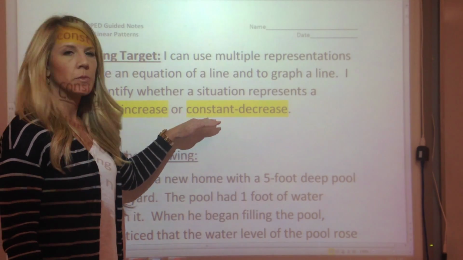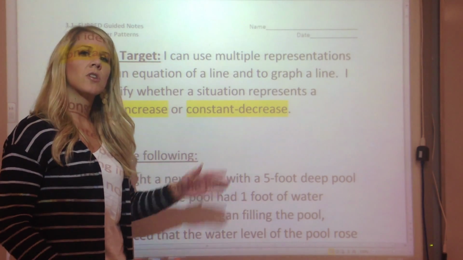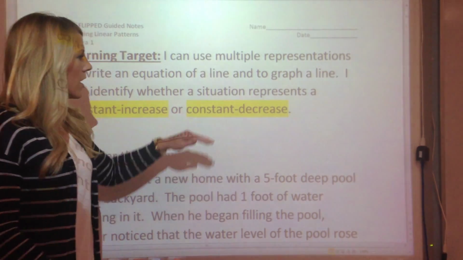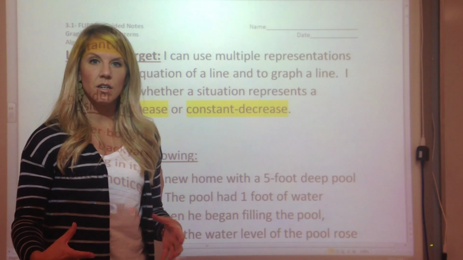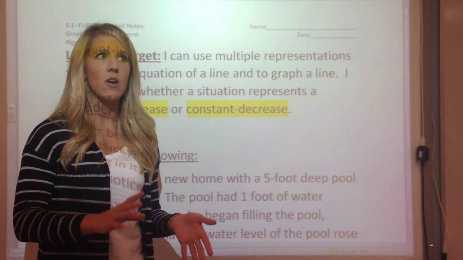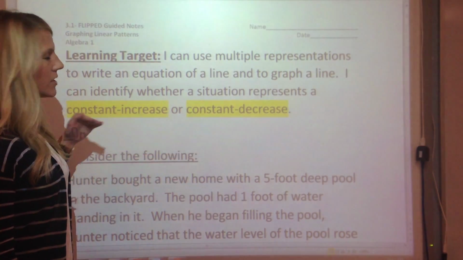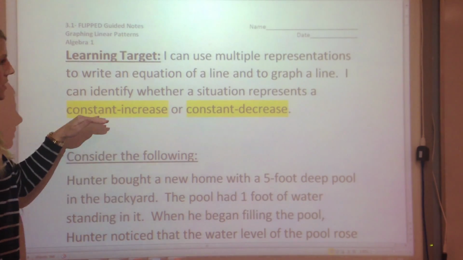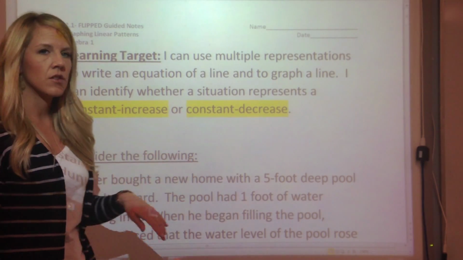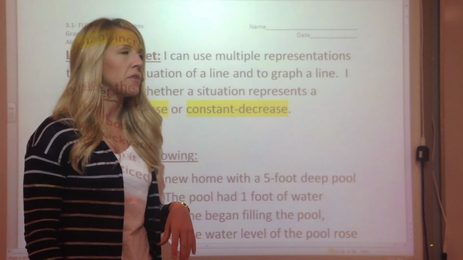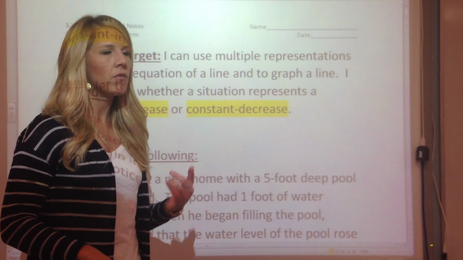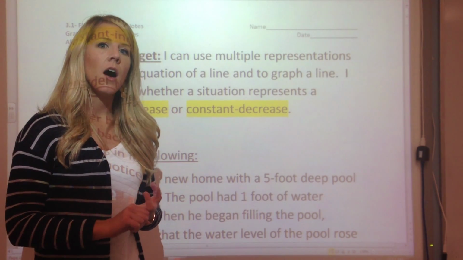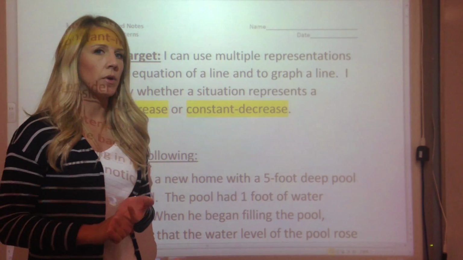This word constant is going to be very key, especially throughout this chapter and as we go through this book. Constant automatically relates to line. You'll hear what's called a constant rate of change, and maybe some of you have heard of that or heard of slope. So we are definitely looking for a constant increase and a constant decrease throughout this section and this chapter. But again, we're going to be looking at multiple representations, so it may be a graph, it may be an equation, or it may be a table that we look at.